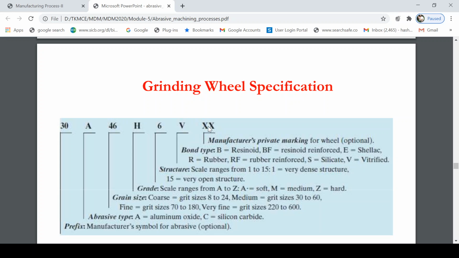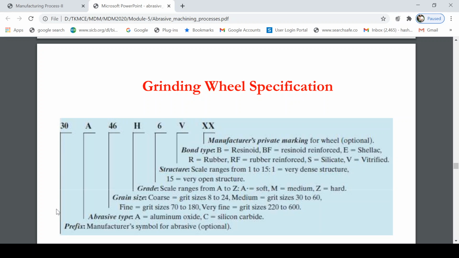Then the last digit is the manufacturer's private marking for the wheel. That is optional. So this is the complete representation, or signature, or the specification of the grinding wheel. Any grinding wheel is specified like this.